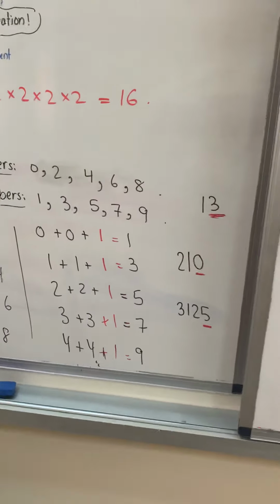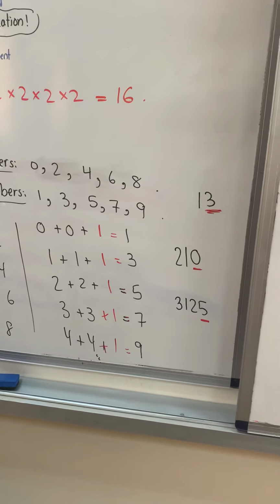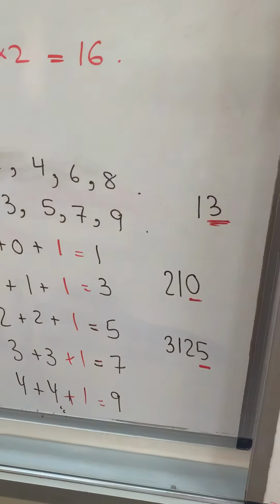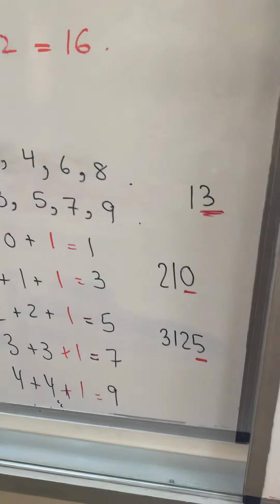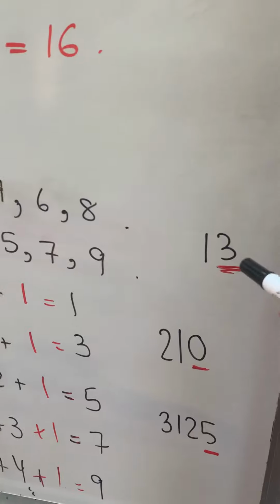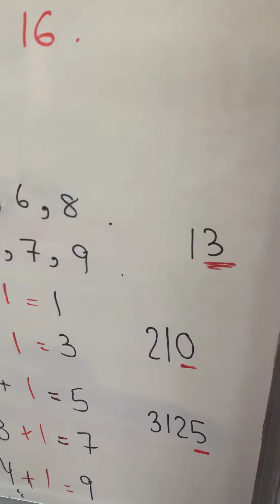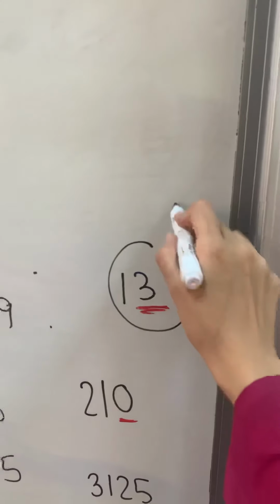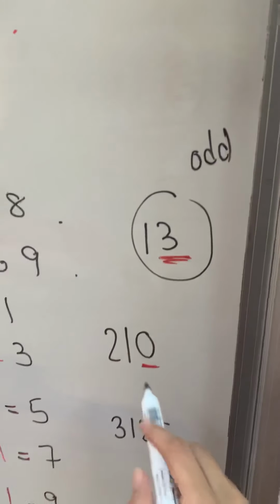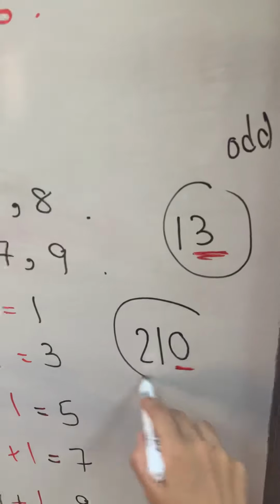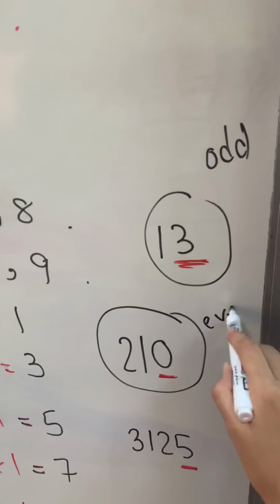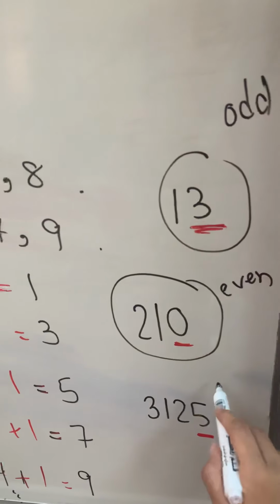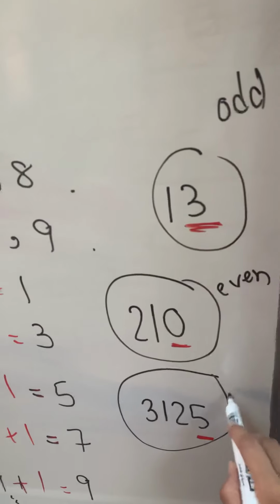Now suppose I have a bigger number, like 13 and 210 and 3125. Should I memorize? No need. You just check the units or the ones place. This is 13. Okay, what's the ones or the units place? It's 3. But 3 is odd, therefore this is odd. 210, 0 is even, therefore this is all even. 3125, 5 is odd, therefore this is all odd.